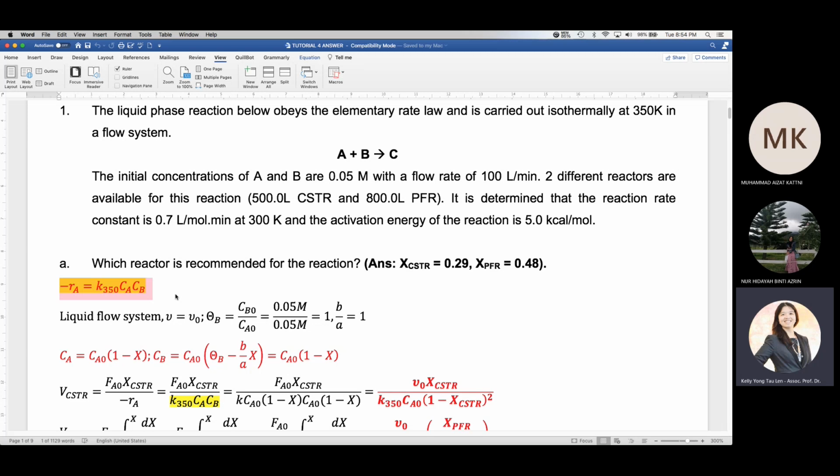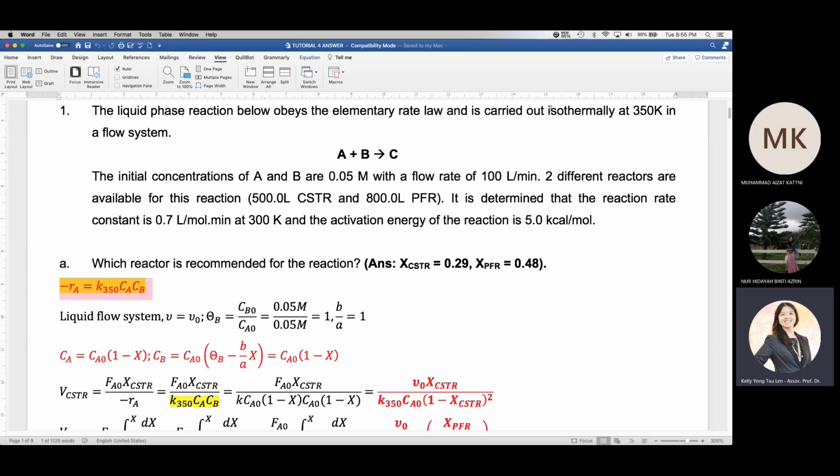Tapi tak cukup lagi sebab kita tak tahu jenis reactor. And kita pun tak tahu, since dia liquid phase, ada perubahan tekanan pun tak ada ke ada pun tak ada beza dia. Dia hanya, that only significantly affect kalau dia adalah gas phase. So kalau liquid phase reaction, ada ke tak ada change of pressure, it doesn't matter, equation masih sama. So the only information we don't know yet is the types of reactor.